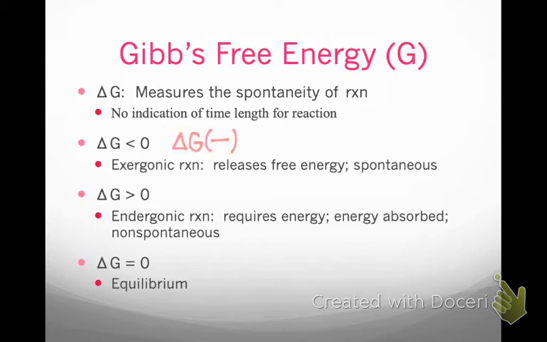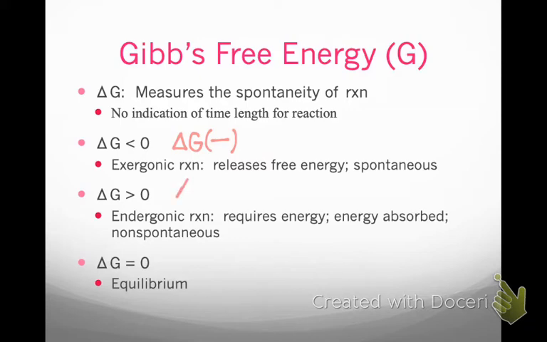So if delta G is less than 0 or negative, then the reaction will be spontaneous. If the reaction is spontaneous, that means it releases free energy, and it's what we call an exergonic reaction. Exergonic is a new term that you have not seen before, and all that means is that a reaction releases free energy. You could almost think of it like the term exothermic, where it's releasing heat into the surroundings. Exergonic is releasing free energy in a reaction. So when delta G is negative, it's a spontaneous reaction and it's releasing free energy.